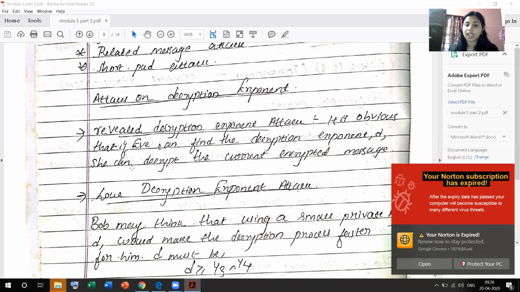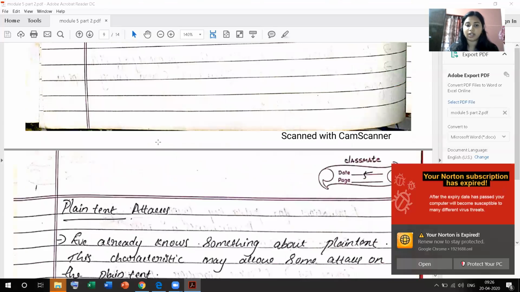Next is the low decryption exponent attack. Here the value of D is very small, so attackers can easily find it. So D must be greater than or equal to 1/3 into n raised to 1/4.